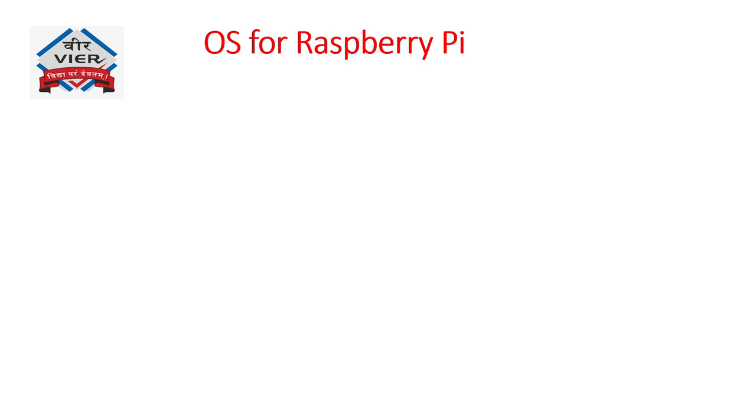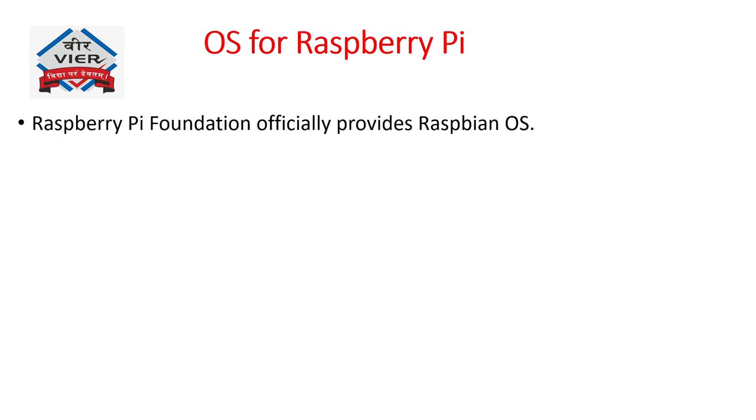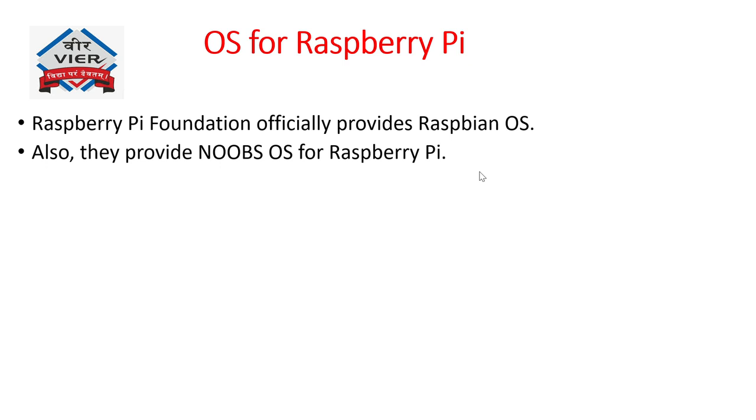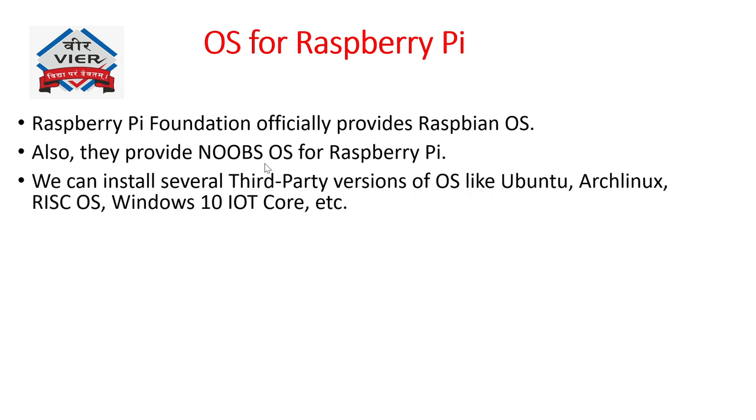Now the operating system for the Raspberry Pi. The Raspberry Pi Foundation officially provides the Raspbian operating system. They also provide the NOOBS operating system for the Raspberry Pi. We can use these operating systems. We can even use third-party operating systems like Ubuntu, RISC OS, Windows 10 IoT Core, etc.